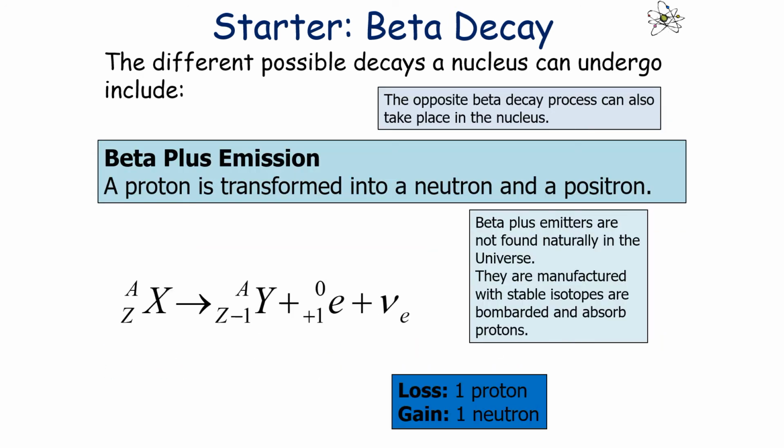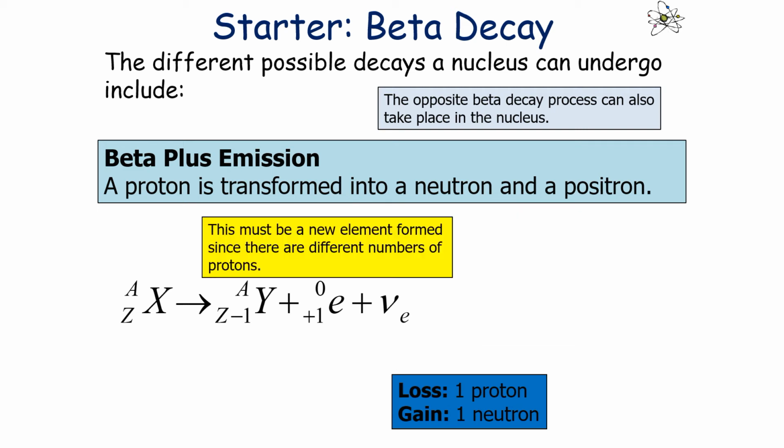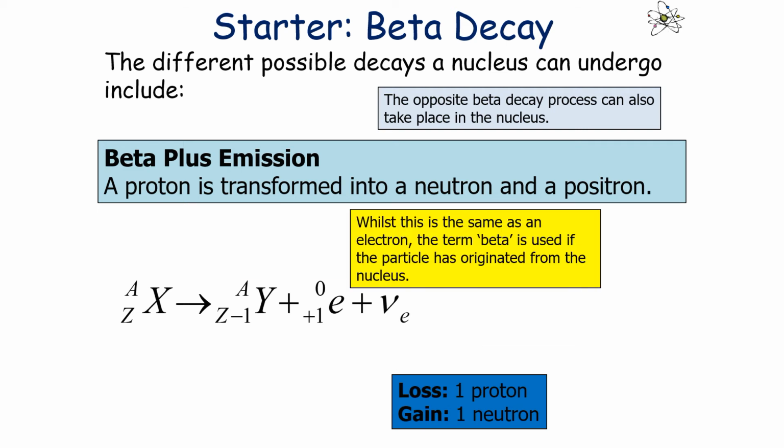Now, beta plus emission is when a proton is transformed into a neutron and a positron. It's the opposite decay process to the beta minus emission. So in beta plus, you lose 1 proton and gain 1 neutron. Again, we've got a new element because there are a different number of protons. And again, whilst this beta plus is going to be the same as a positron, the term beta plus is used if the particle has originated from the nucleus.